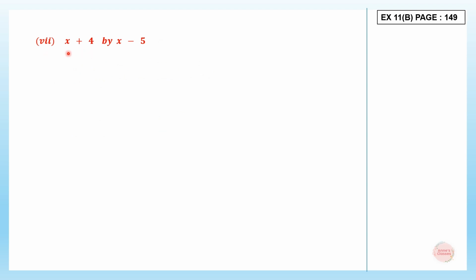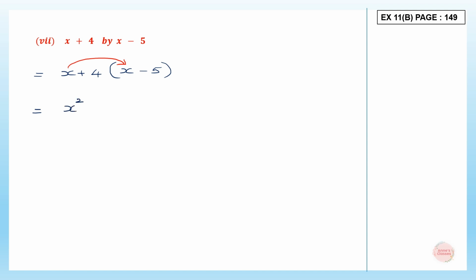Question 7. Multiplication of a binomial by another binomial. So let's write the first one here, x plus 4, and we're going to multiply the second binomial, x minus 5. So how do we do this? We take the first term and multiply it with the first term inside the brackets. So let's do that first. X into x is x to the power of 1 plus 1, which is 2.